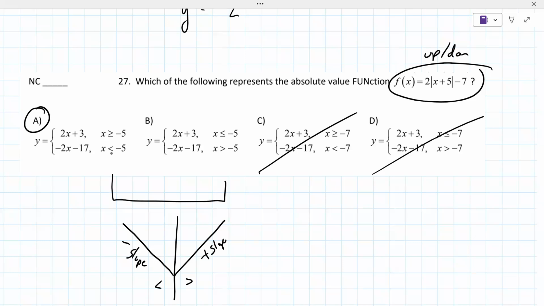And if it opened down, it'd be the opposite. So if it was f of x equals -2 times absolute value of x plus 5 minus 7. If the equations were not the same, you'd have to figure out which one is which. I would have flipped them maybe. That's another variation on this, like putting the wrong one in the wrong place. So just pay attention to the signs.